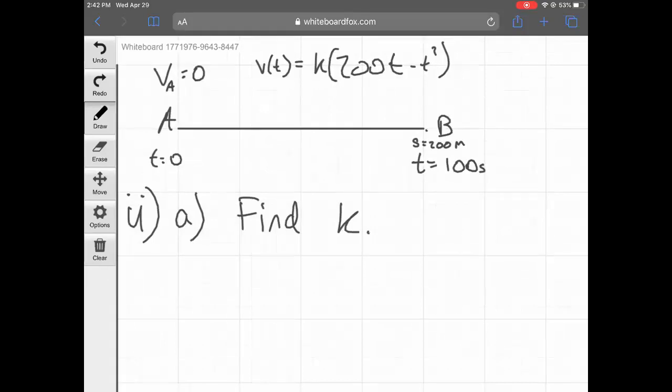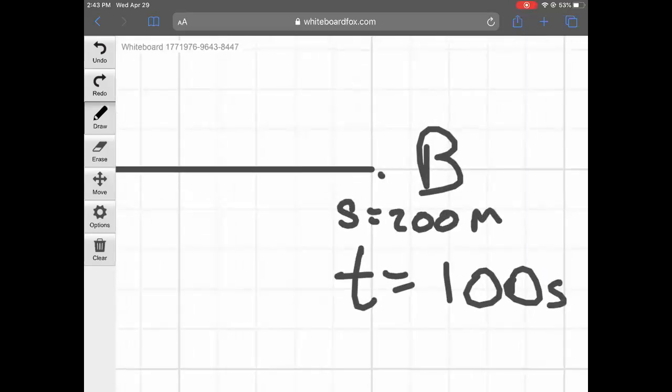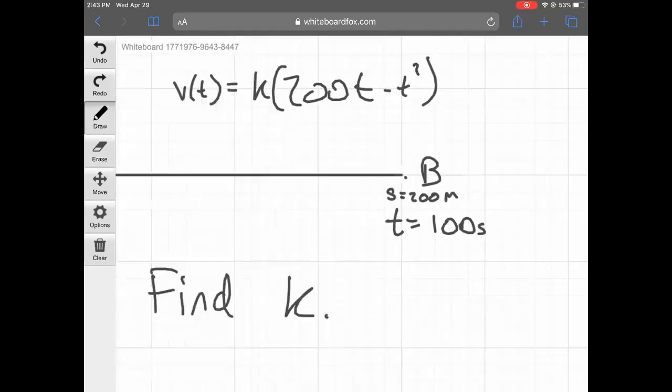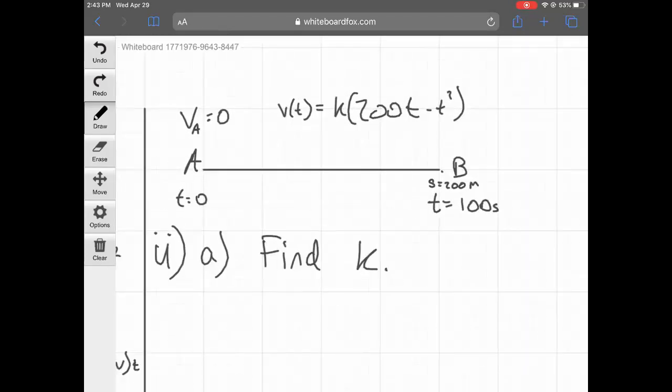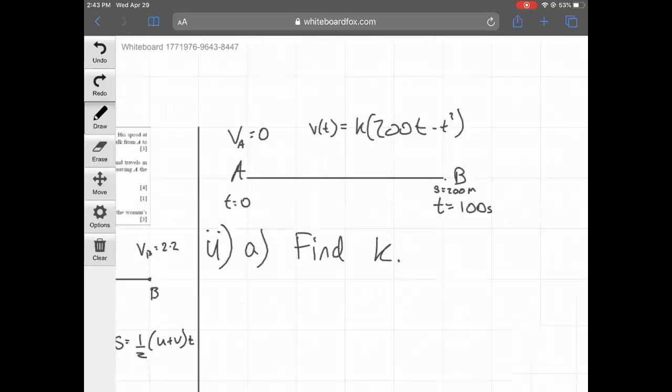So there's two ways I could go here, really. I could try and differentiate v of t, which would give me acceleration, a of t. Or I could try and integrate v of t, which will give me s of t, which would be displacement. And I know what s of t should be at t equals 100, because I know it's 200 meters. So I know that one. I don't know the acceleration, right? I don't know anything about acceleration.